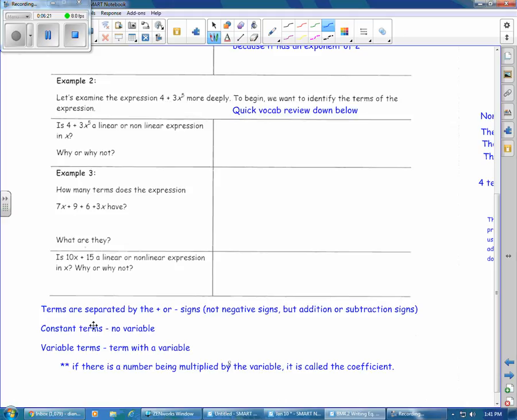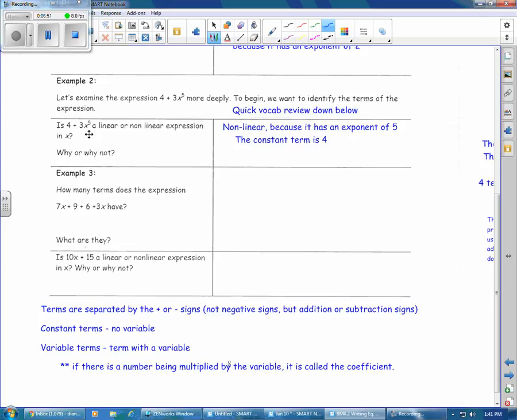Constant terms do not have variables. Okay, there is no variable. This 4 right here, actually, let's pull this over. We said, let's look at this one. It is nonlinear because it has that exponent of 5. The constant term does not have a variable with it. So between 4 and 3x to the 5th power, that x is your variable, so 4 is going to be our constant. It does not have a variable with it. The constant term is 4.